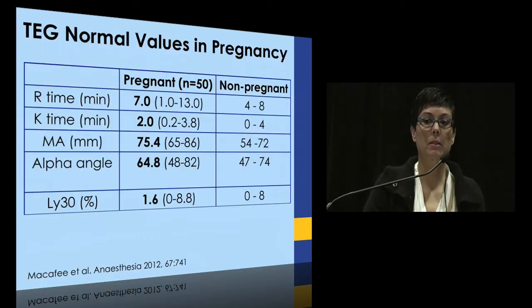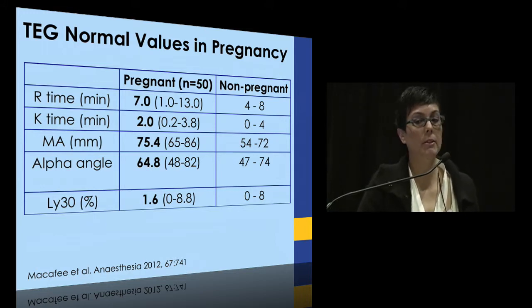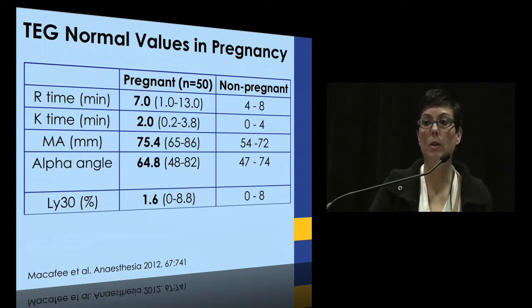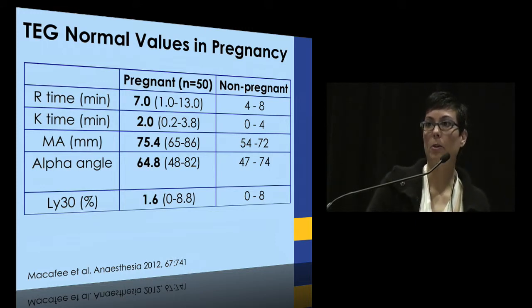Here, again, this is taken from 2012. We're basically looking at 50 women that were pregnant and non-pregnant. And again, just trying to figure out what the normal values are. So we're moving forward in our role of TEG and ROTEM in obstetrics, but we have to first figure out what values are normal in pregnancy. Just of note, a lot of these studies have basically confirmed what we all knew of the hypercoagulable state in pregnancy. So at least we're all on the right track.